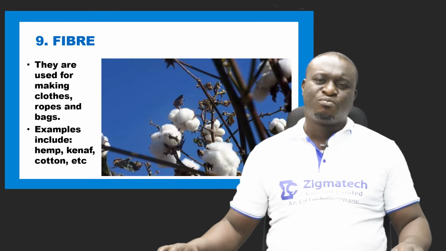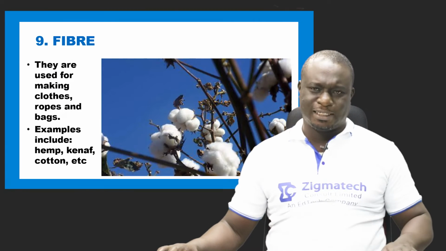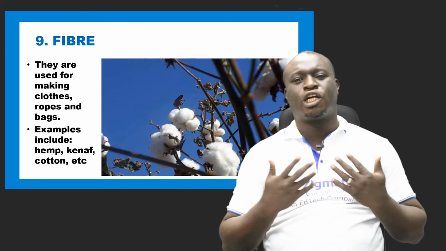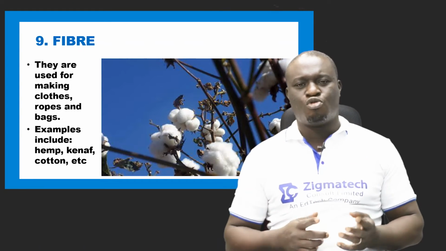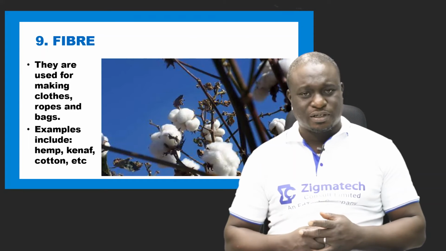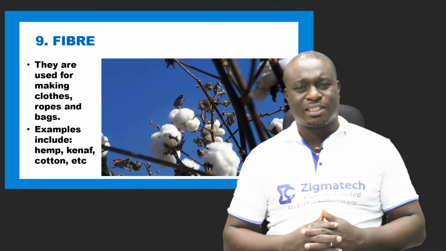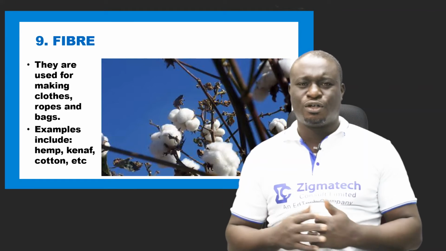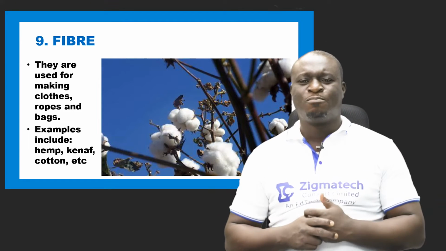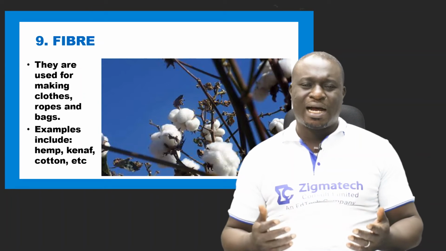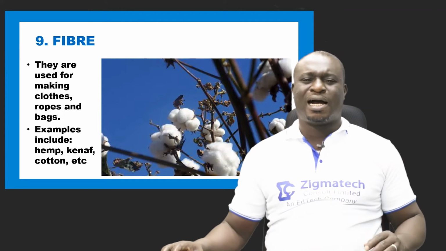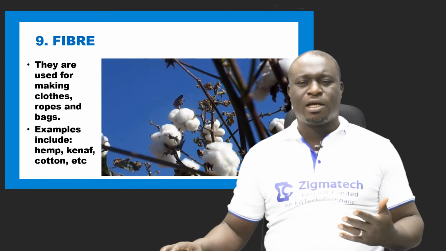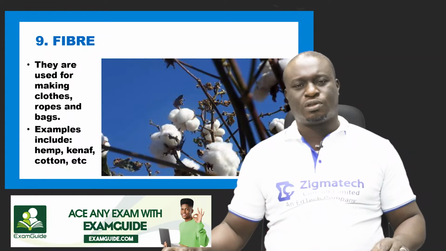And then number 9, we have what we call the fiber plant. Now, the fiber plants are used for making clothes, ropes, and even bags. Examples of plants in this classification, we have the cotton plant, as you can see on the screen. That is a cotton plant. We also have hemp, kenaf, and so on. These are plants that can be used in making clothes, bags, ropes, and so on.